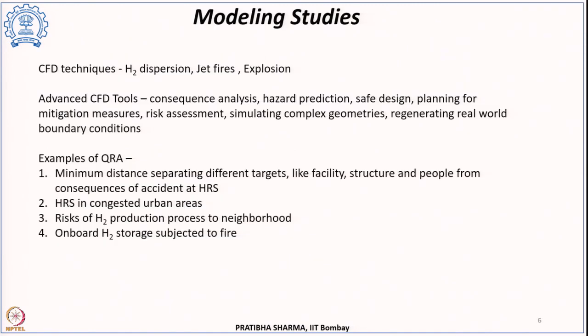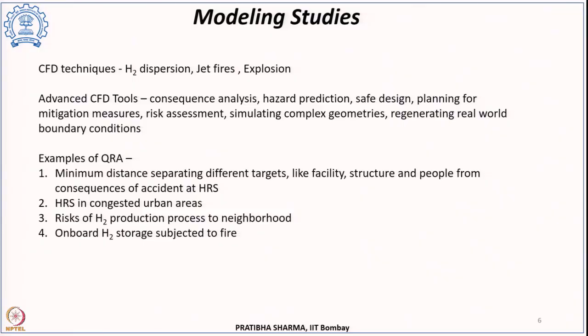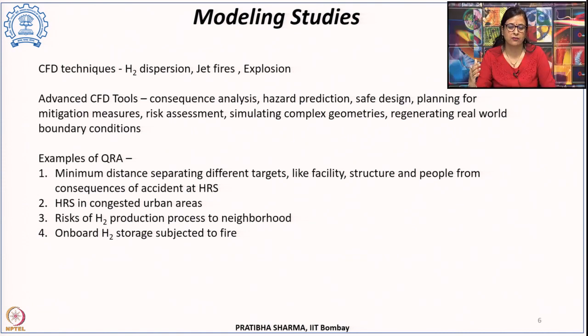Now, recently there have been different techniques used to model the different hazardous situations. Like there have been CFD techniques used to understand how the hydrogen will diffuse if there is a release of hydrogen, how jet fires can cause the loss of property or damage to the structures, and how an explosion can be hazardous and what could be the consequences. And there have been several advanced CFD tools to look at the consequence analysis, to see what would be the possible hazards, hazard prediction, and what could be the safe designing of the infrastructure or the equipment or the product.